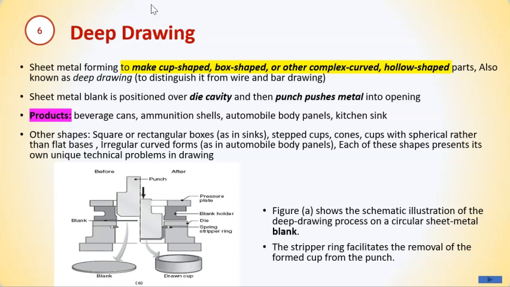So there is the die, and then they have the blank holder so that they will hold the workpiece. The products that you need to know are the beverage can, the tin for the drink, and then we have the ammunition shell, automotive body panels, for example, the door panel, the hood and so on. And then we have the aluminum kitchen sink that we always find in the house. Other shapes can be square or rectangular, for example the sink in the kitchen, step cups, cone, or spherical. And then they have irregular curves, for example the automotive body panels. It depends on the shape that you want to have.